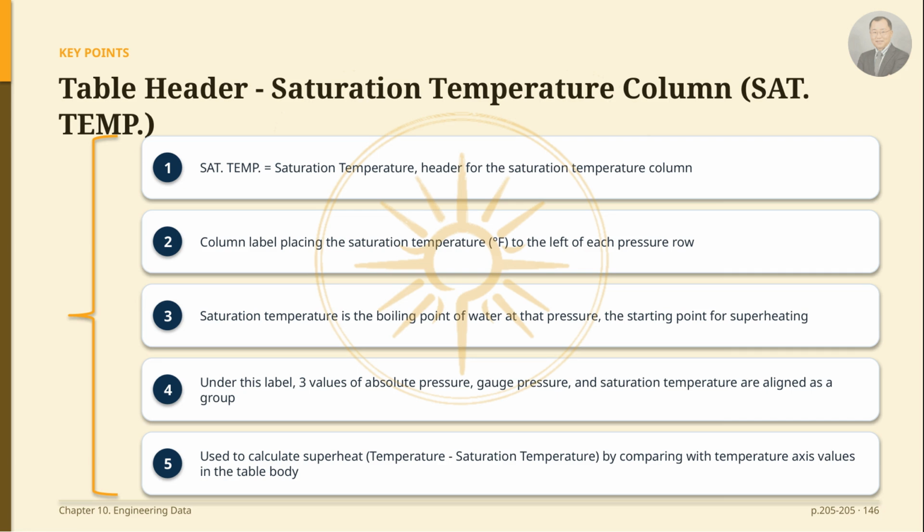Under this label, the absolute pressure, gauge pressure, and saturation temperature are aligned and displayed as a group. By subtracting this saturation temperature from the total temperature value in the body of the table, you can calculate the degree of superheat, which is how much the steam is superheated.